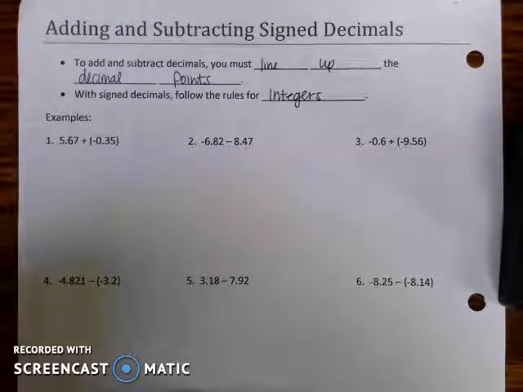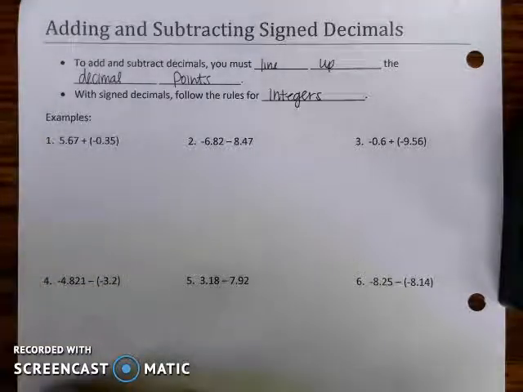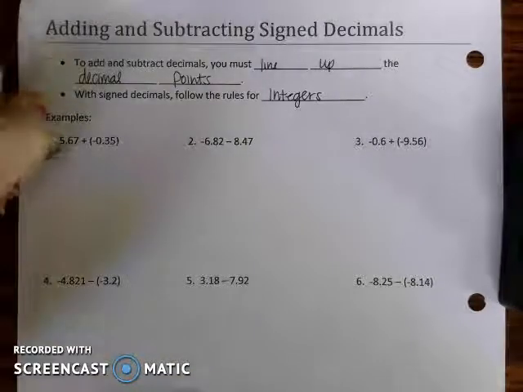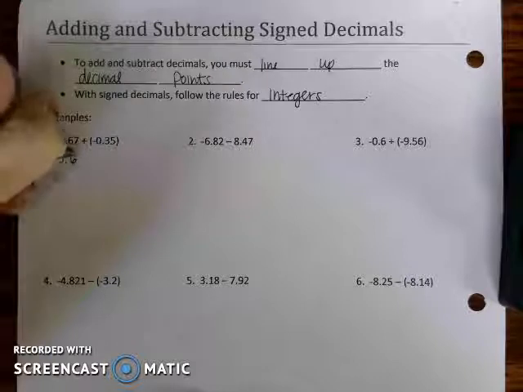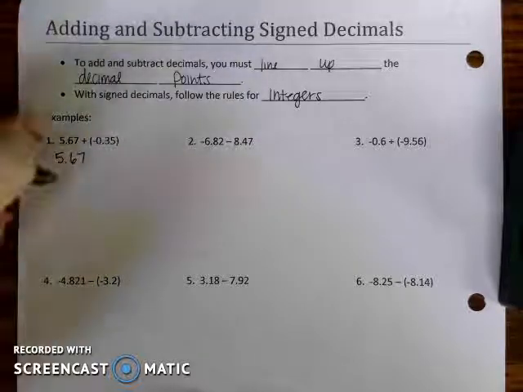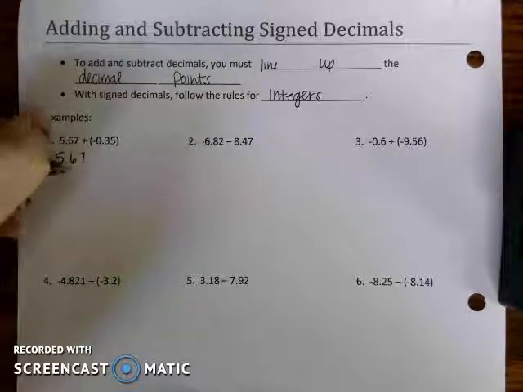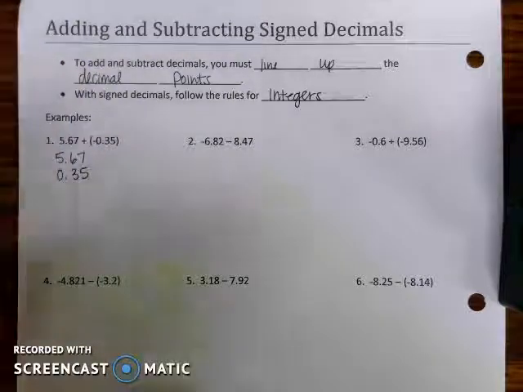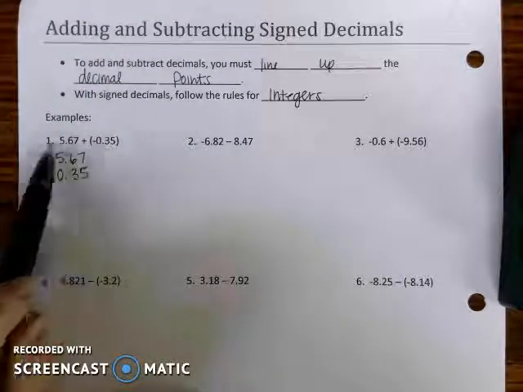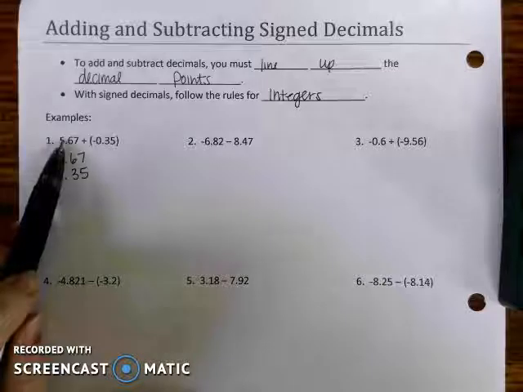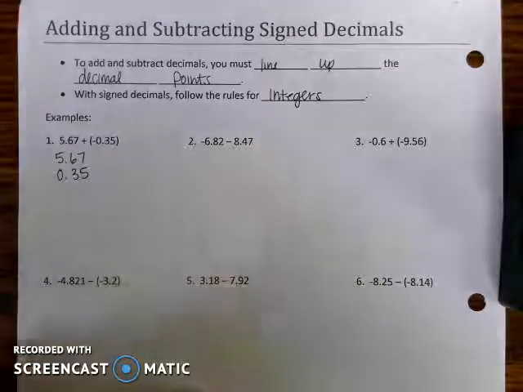So number one, we have 5 and 67 hundredths plus negative 35 hundredths. So I'm going to do exactly what I just talked about. I'm going to line up my decimal points. So I am adding these two, but since my signs are different, I'm going to subtract and take the sign of the number with the greater absolute value.